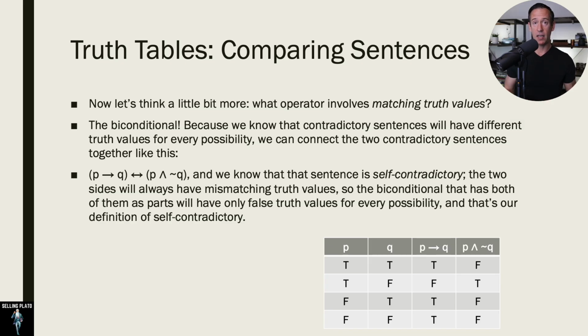The 2 sides of the biconditional, in this case, are always going to have mismatching truth values. You see that there in the truth table, right? So again, pointing out, look at the truth table there, and you'll see in each row, the truth values are not going to match. So if we put those 2 on either side of a biconditional, it's always going to be a self-contradictory biconditional sentence, right? So the biconditional that has both of those sentences as parts will have only false truth values for every possibility. And that's our definition of self-contradictory. All right, so there's another procedure that we can do to connect some of what we already learned in terms of self-contradictory and the biconditional and connect it with what we see here in that truth table.